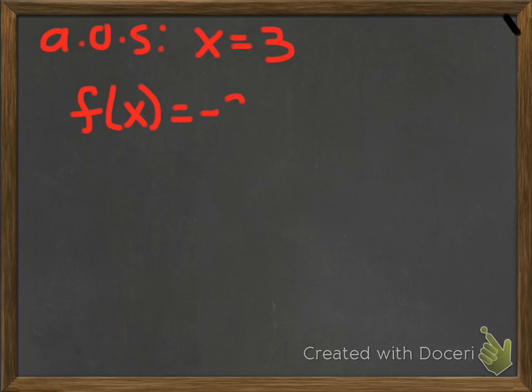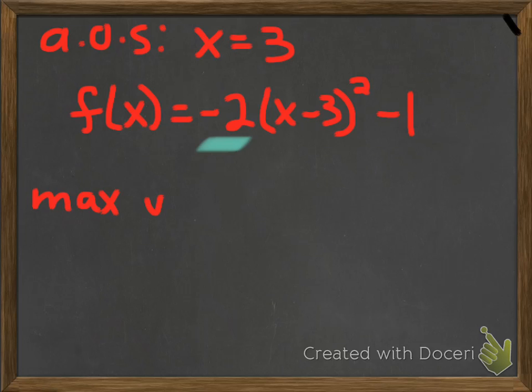F of x was equal to negative 2 times (x minus 3) squared minus 1. We've got our axis of symmetry, we've got our vertex. We're going to talk about a maximum or minimum value. If you look at the a value in front of the parenthesis, that negative 2, because it's negative, it tells us this is now an upside down parabola, which means it is actually going to be a maximum.